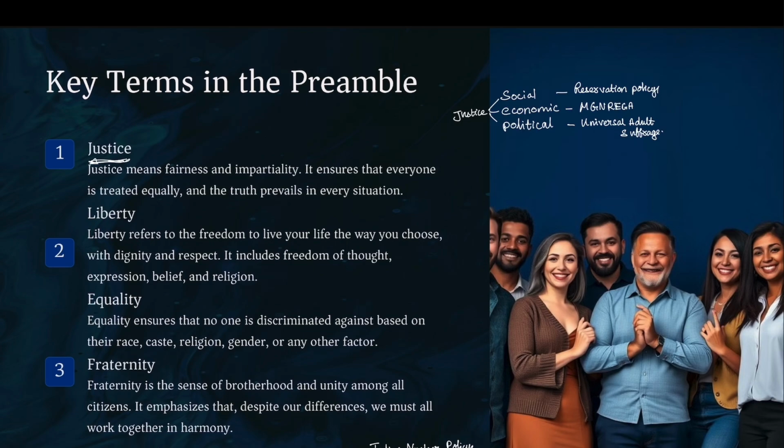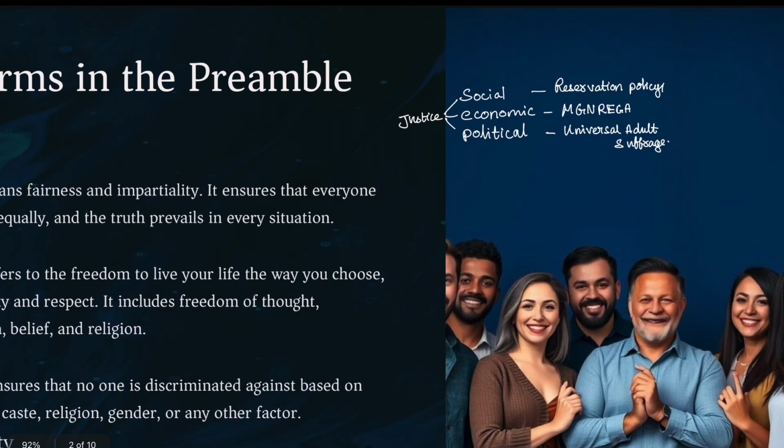Justice. The preamble promises social, economic, and political justice to all citizens. This means fairness and equity in all spheres of life, ensuring that no individual or community is discriminated against. Social justice ensures that all citizens, especially marginalized communities, are given equal opportunities, with examples like reservation policies for the SCs, STs, and OBCs.